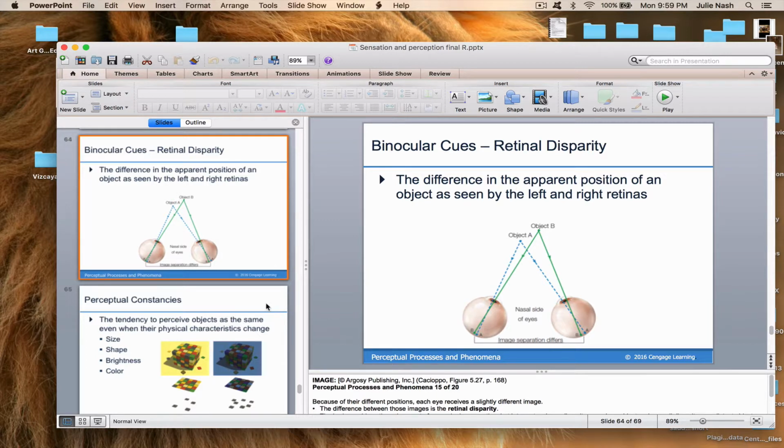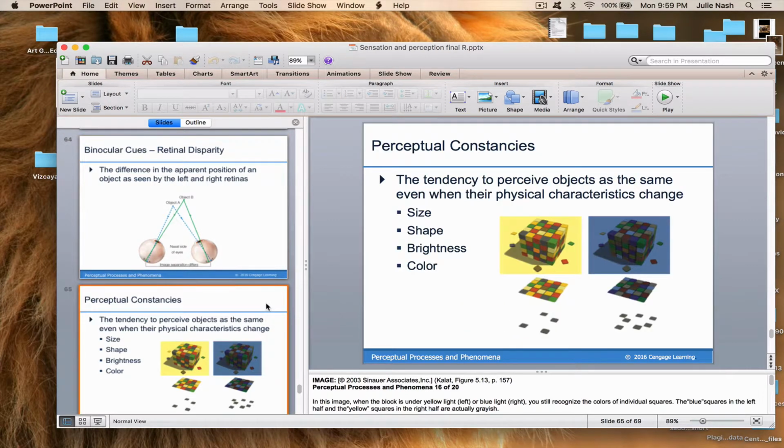Okay, so some of the constancies that we have, even though we have something different falling on our retinas, we still perceive them to be the same, unchanged. The perceptual constancies are these four things. We perceive size not to change. We perceive shape, brightness, and color to be constant, to remain the same, even though different amounts or different colors or sizes are falling on our retinas. We don't perceive them as changing. We perceive them as being constant.